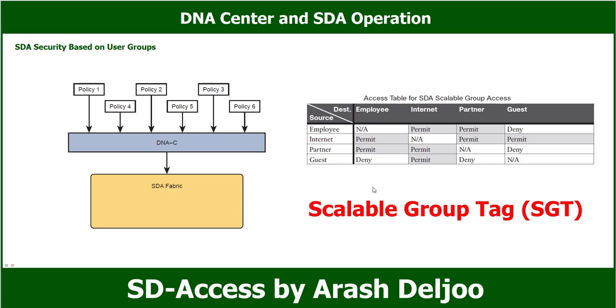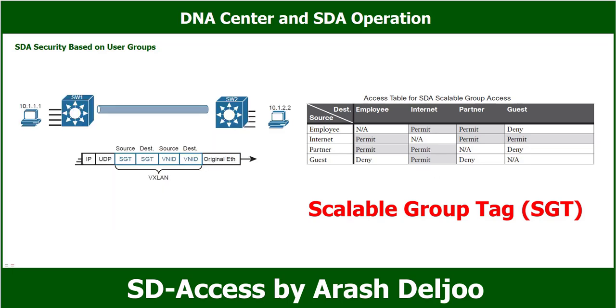What does it mean? You only need to define some scalable group tags, or SGTs, for example employee, internet, partner, guest. Then you complete this grid with the permit and deny communication between them, and automatically we will see that this happens in the network. Let me show you the VXLAN header with source and destination SGTs and VNIDs revealed to better understand the functionality of the SGT.